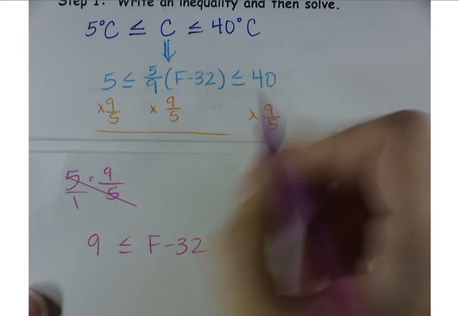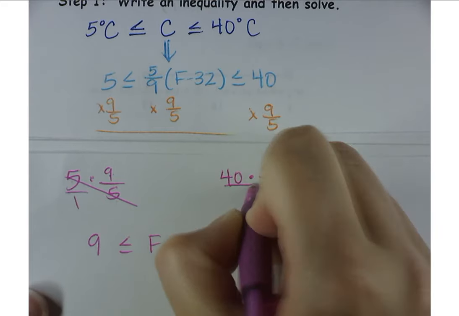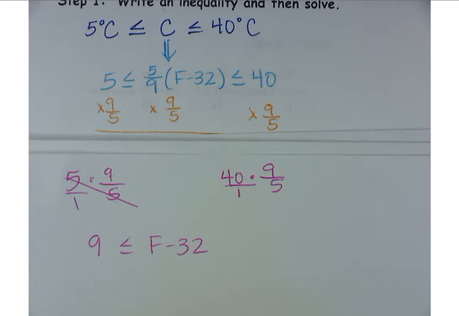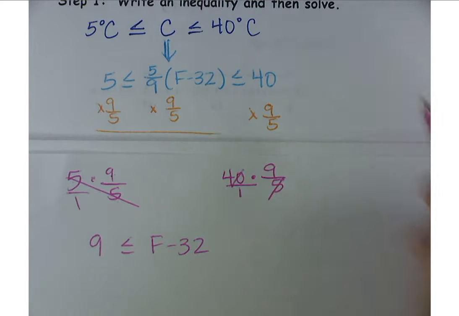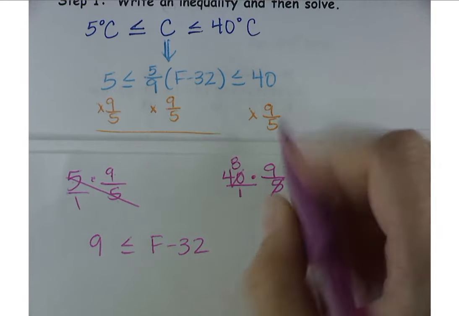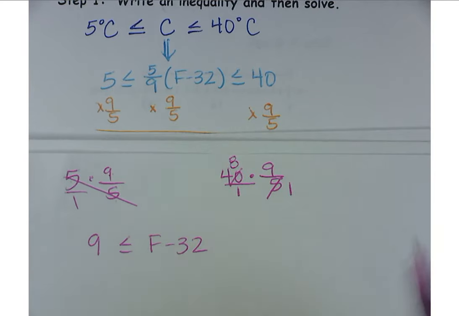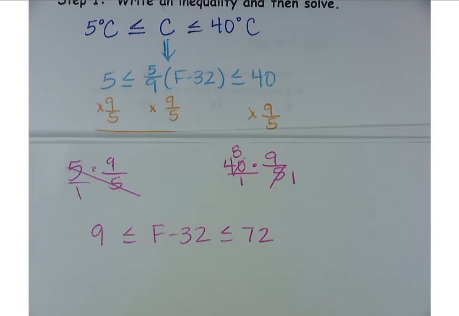Now we're going to do 40 times 9 over 5. Again, when you're doing this without a calculator, do you really want to do 360 divided by 5? No. Let's simplify it. How many times does 5 go into 40? 8. And 5 goes into itself once. Okay? So 8 times 9 is 72. Okay, and then Eddie, what's going to be my last step? Yeah, you're just going to add 32 to each side.